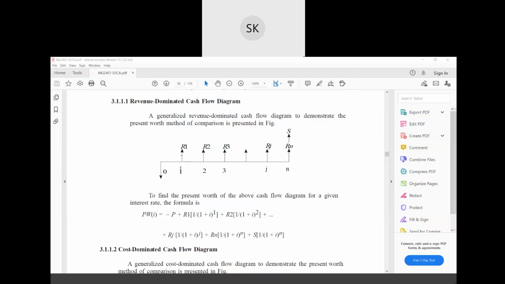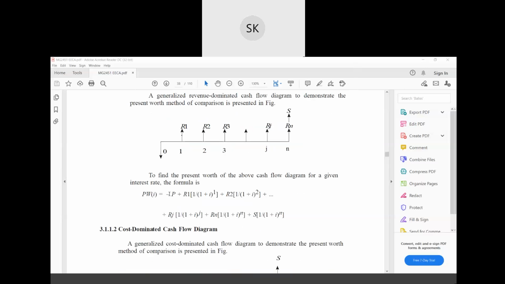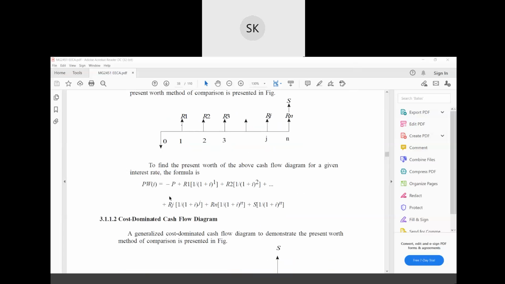Okay. So these are the revenues R1, R2, R3 till the year it is given. To find out the present worth of the above cash flow diagram for a given interest rate, this is the formula for finding the present worth of any product, where you know the initial outlay and the revenue every year. How much is the investment and how much is the revenue getting after every year.